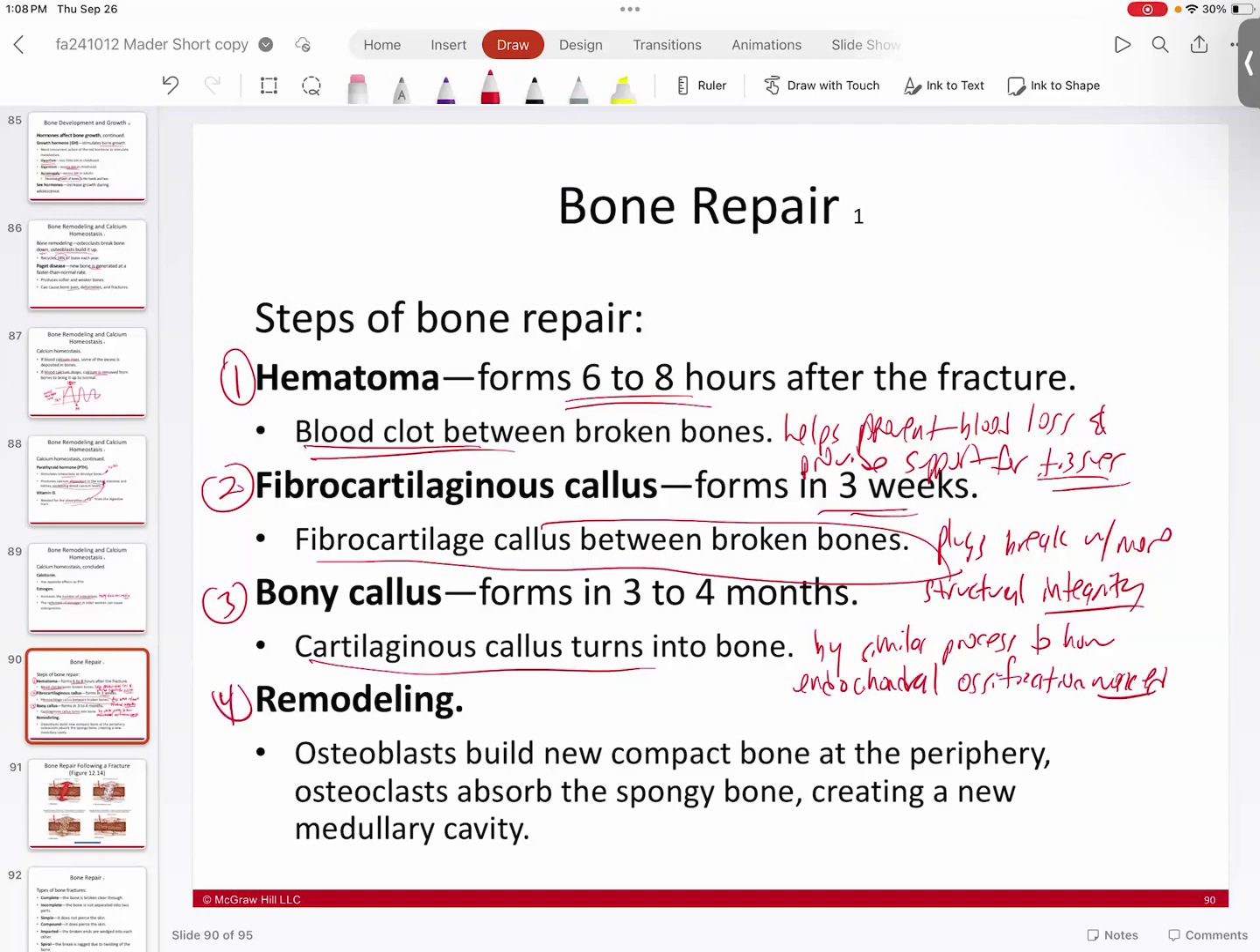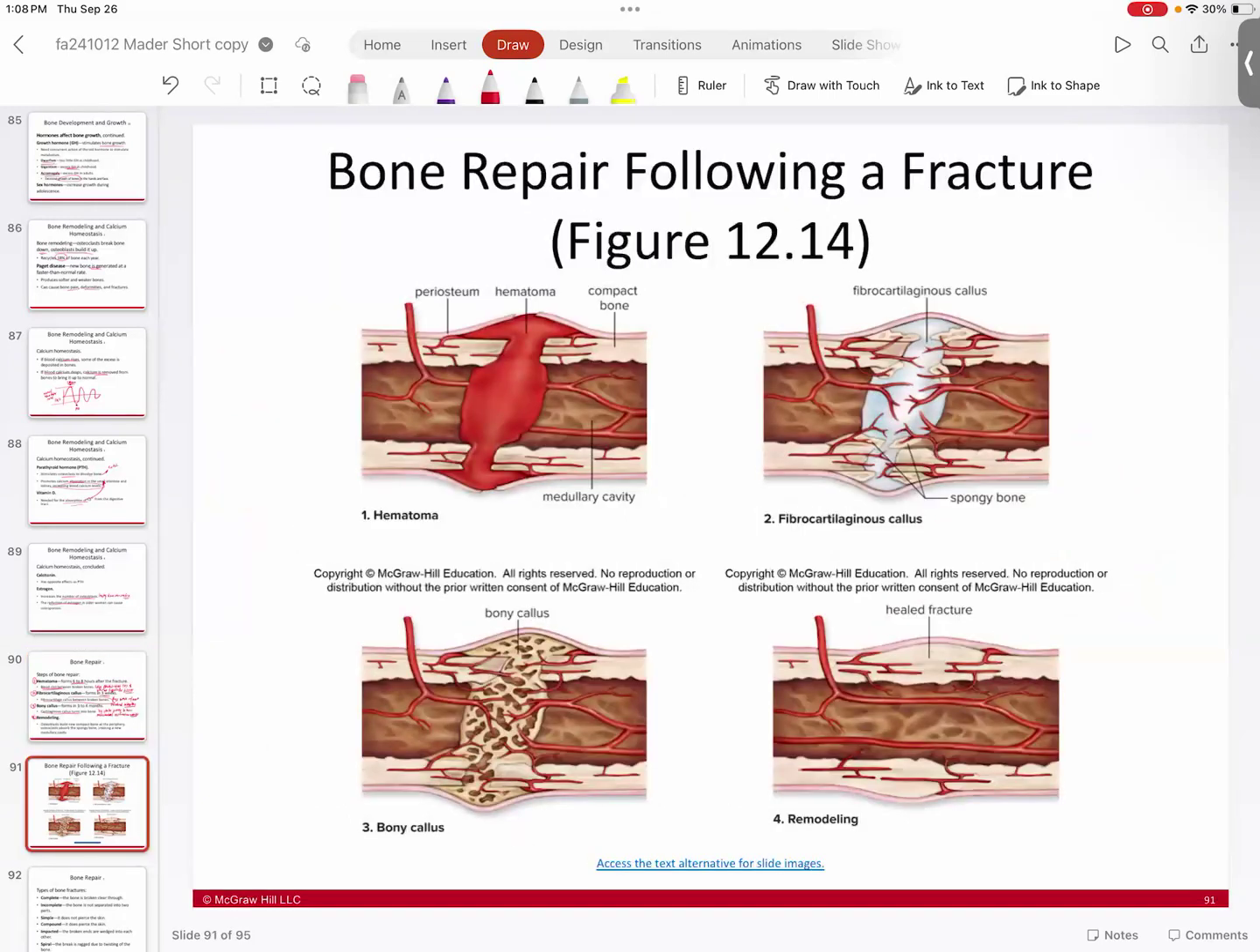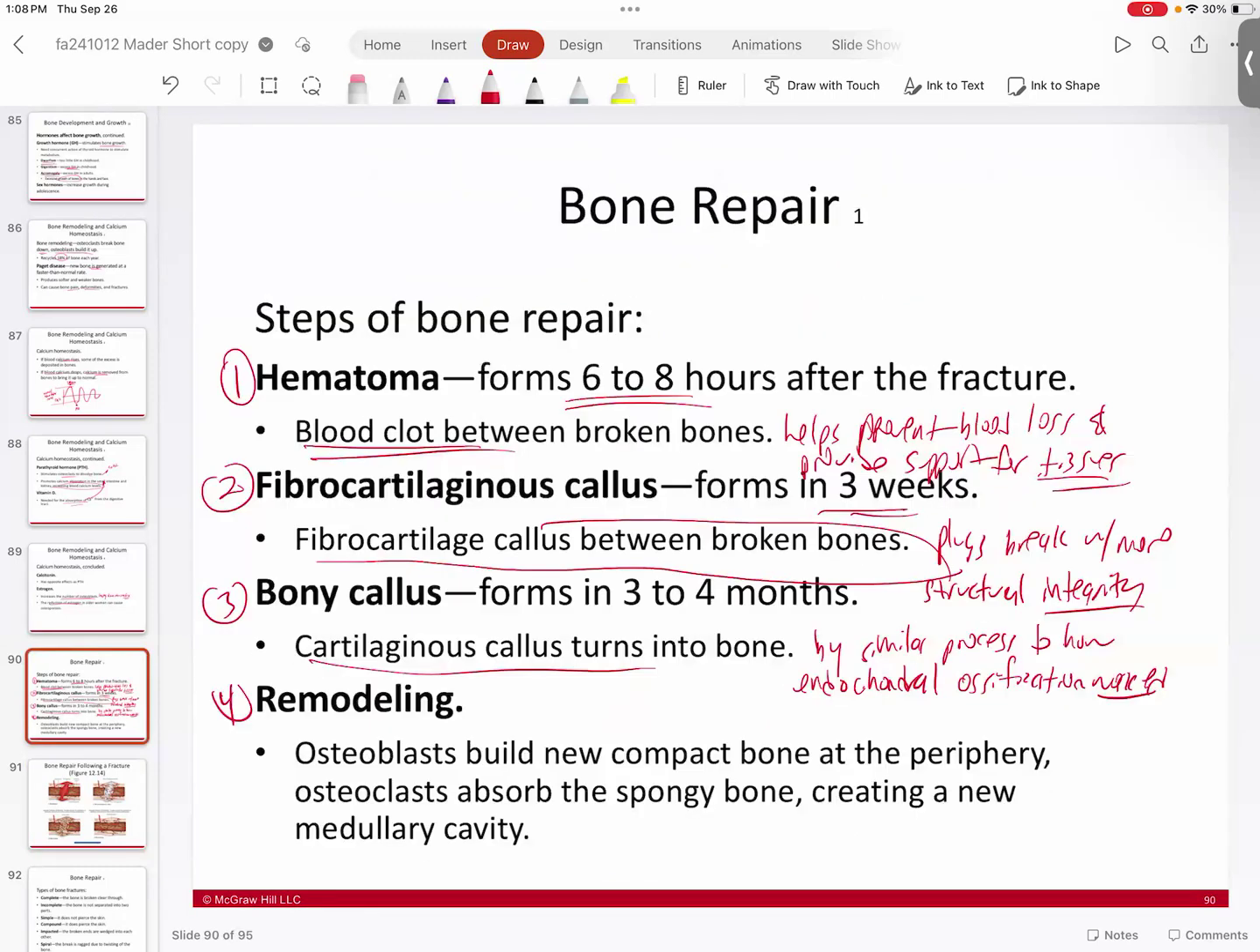And then after that, you're going to get the final piece, which is remodeling, which is essentially smoothing out the bone. Right? That's basically what's happening. And all the osteoblasts will basically form new compact bone, and it'll basically restore final structure. And this could take months.